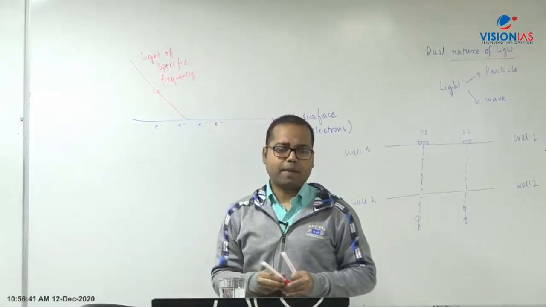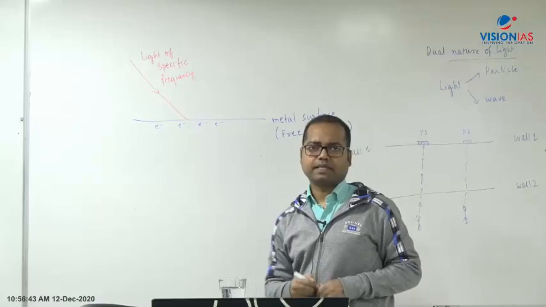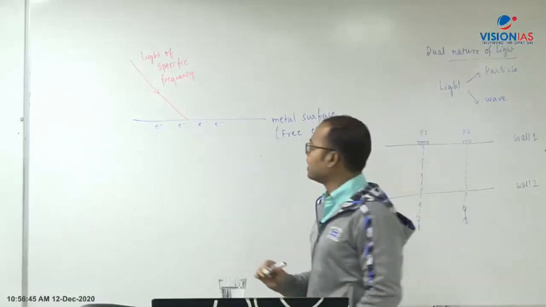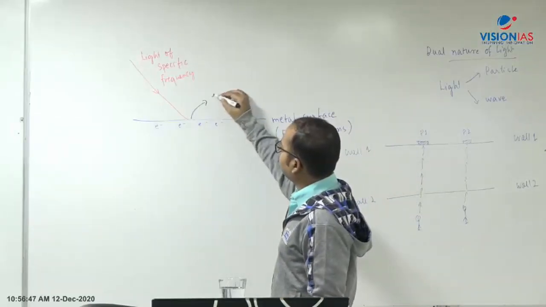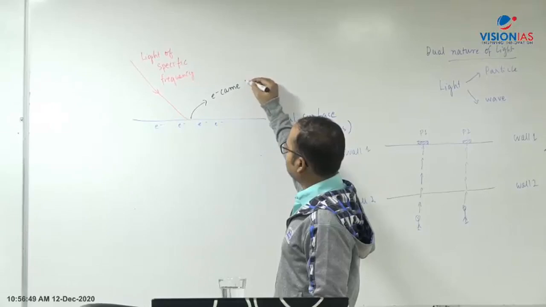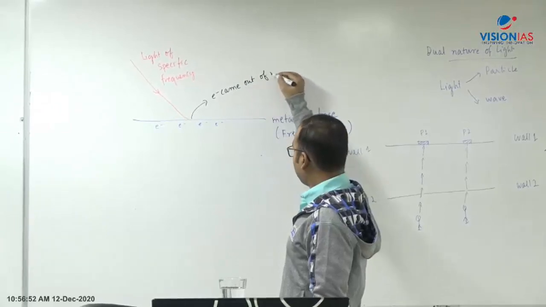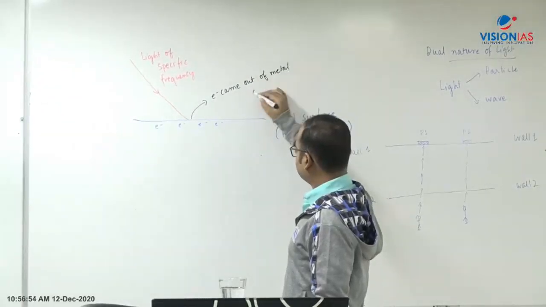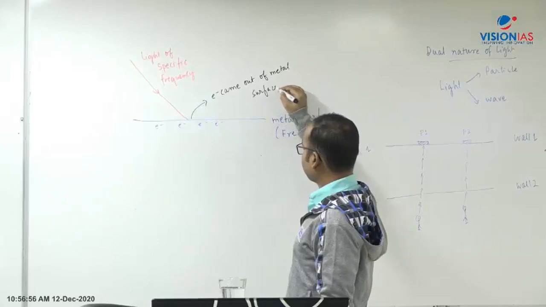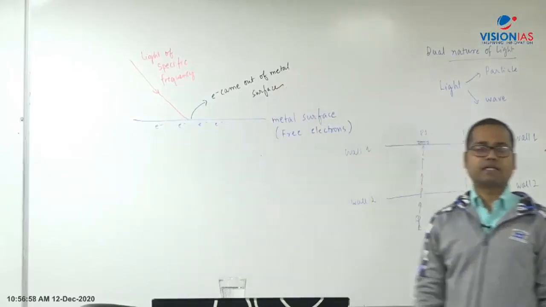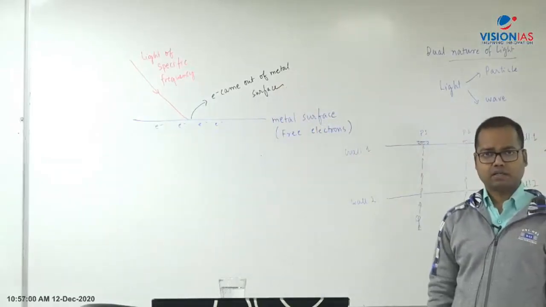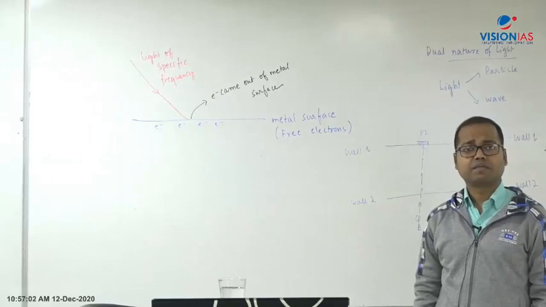Okay, he bombarded light of specific frequency. What he observed? He observed that electron came out of metal surface. So when electron came out of metal surface, Einstein said light is a particle.